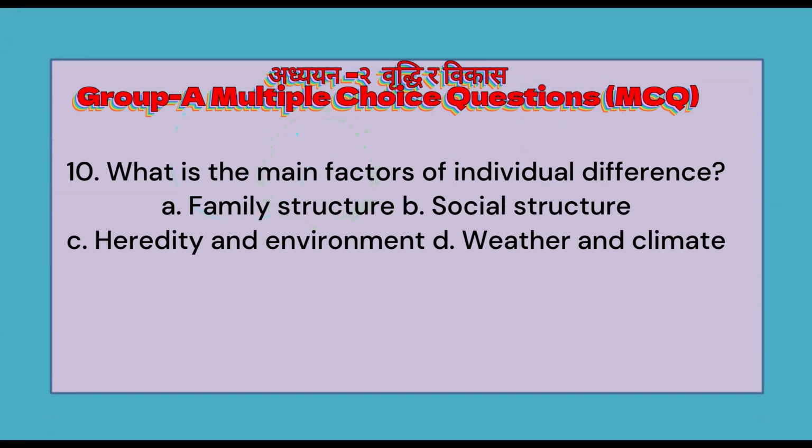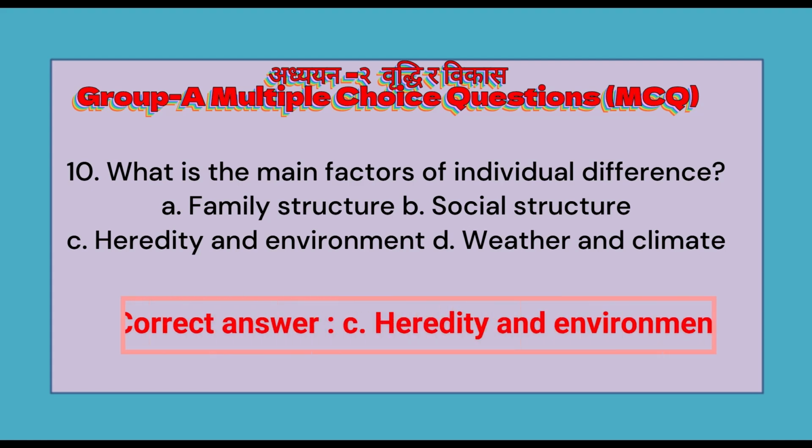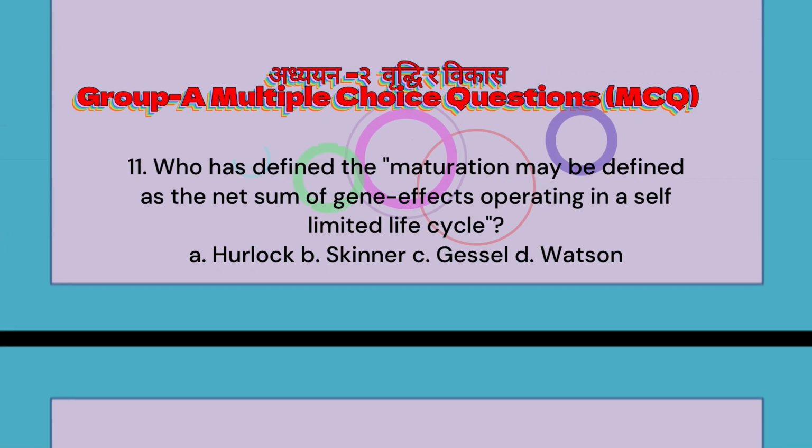10. What is the main factor of individual difference? A. Family structure. B. Social structure. C. Heredity and environment. D. Weather and climate. Correct answer: C. Heredity and environment.